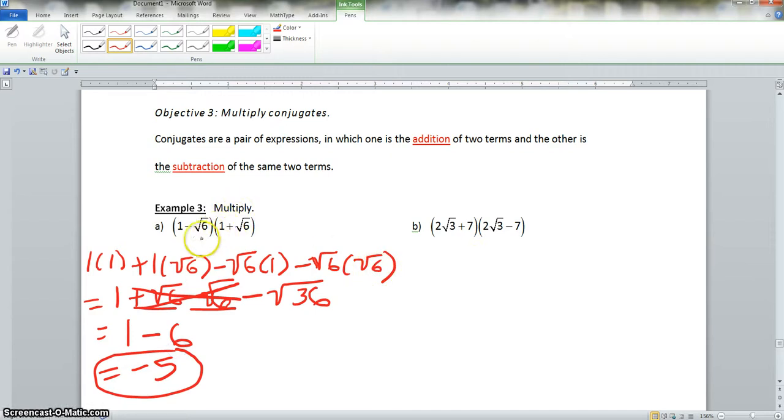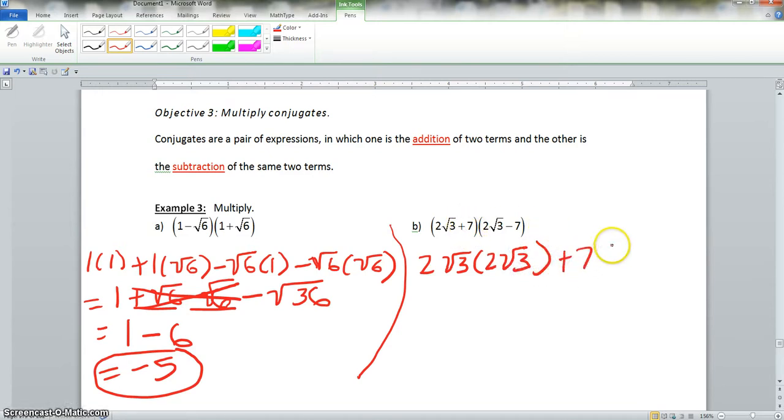Now, one thing I want to say to you, whenever you're dealing with conjugates, you really don't have to go through all of this multiplication. When you have conjugates multiplied by each other, and that's just two terms, one is addition, one is subtraction, you could do it much easier by doing this. You could take the first term times the first term, which would be 2 square root 3 times 2 square root 3, and then just take the second term, plus 7, times only the second term.